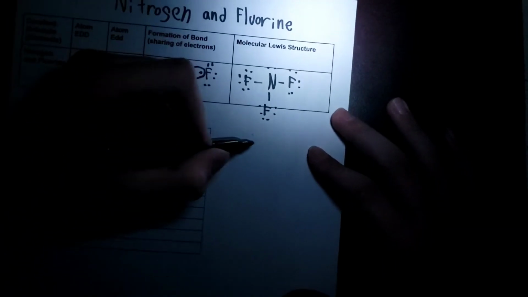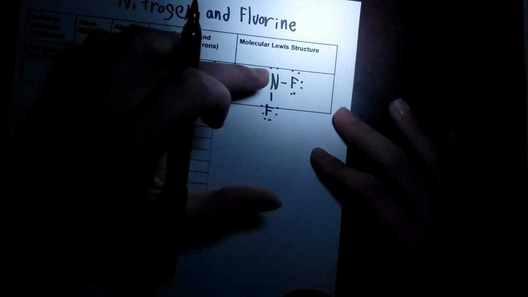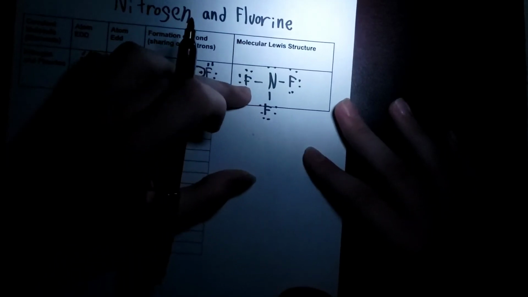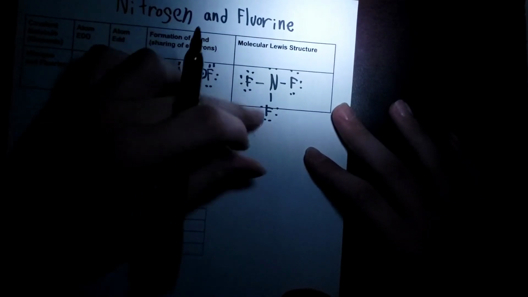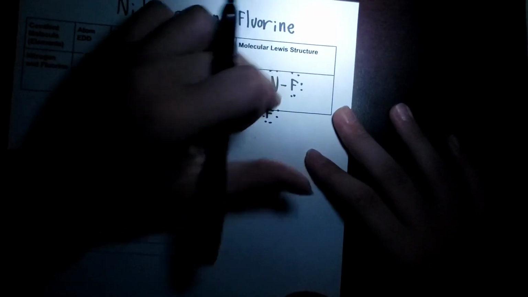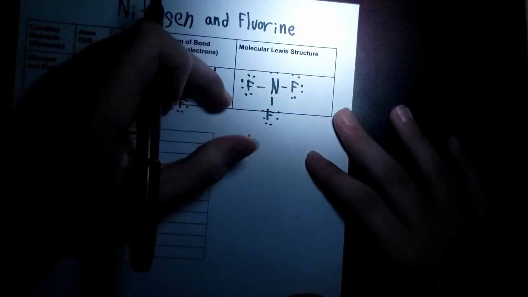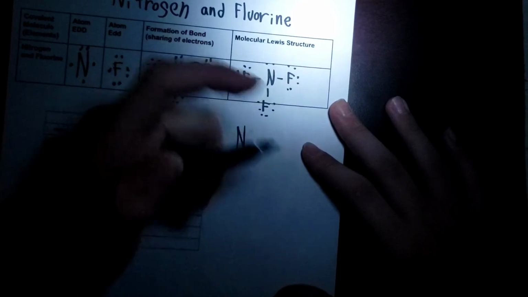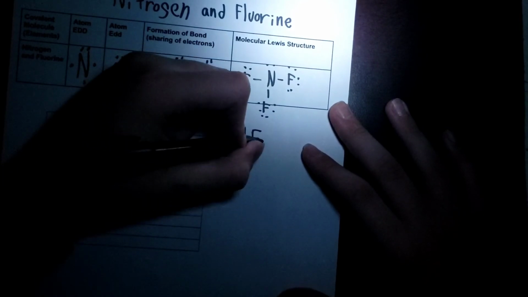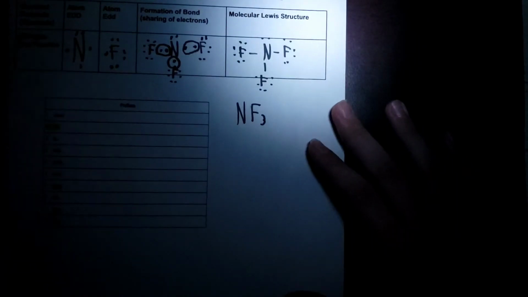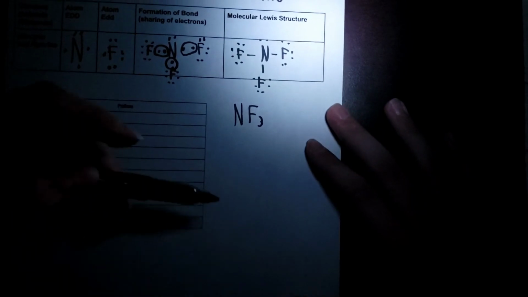Moving on to the formula, we're going to use the molecular Lewis structure to make our formula. So you can see that there's 1 nitrogen and that there are 3 fluorine. Simple as that.